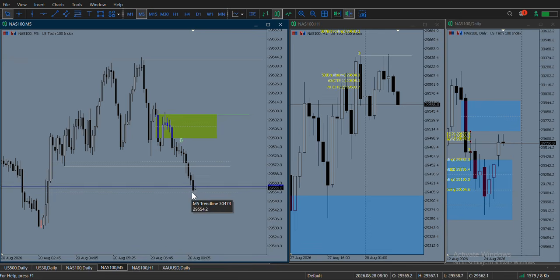So look at where we've closed on that candlestick. We're trading at 555 now, 29, 556.